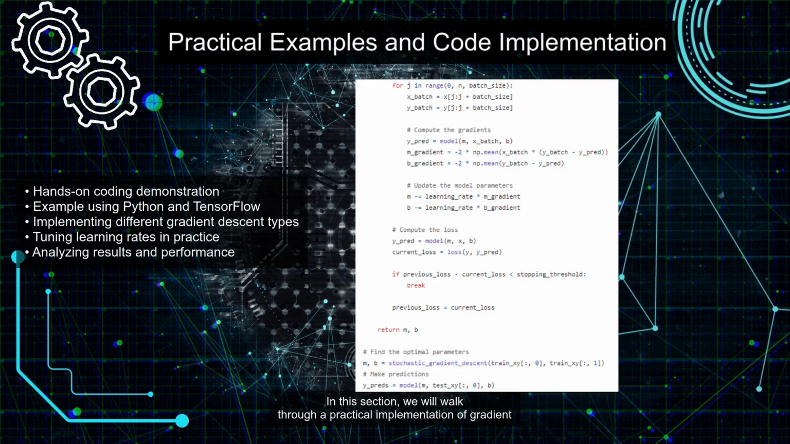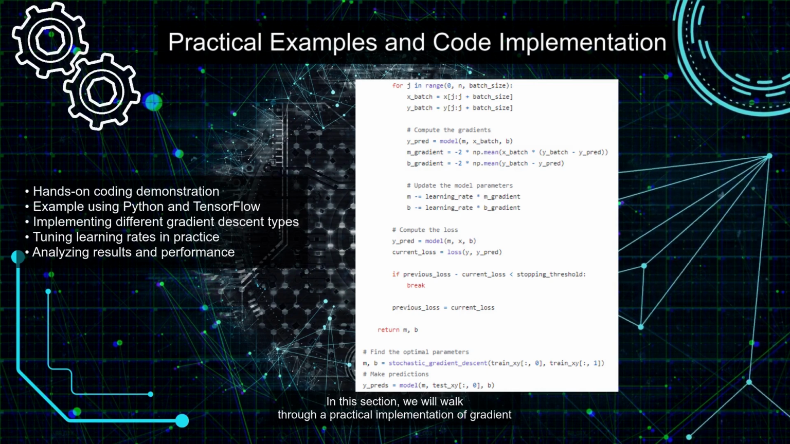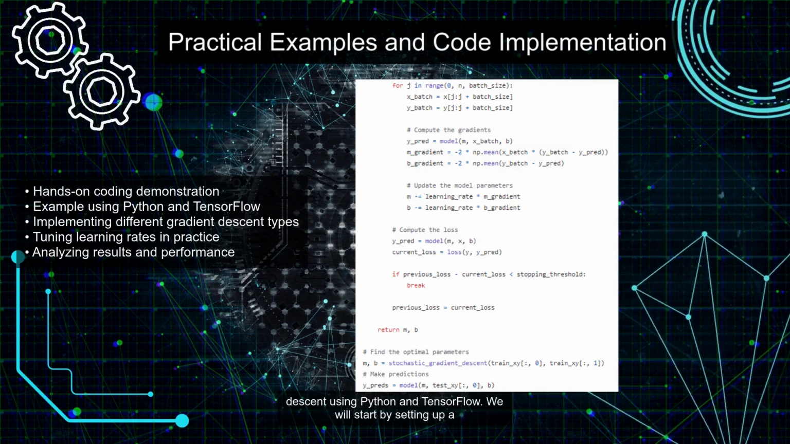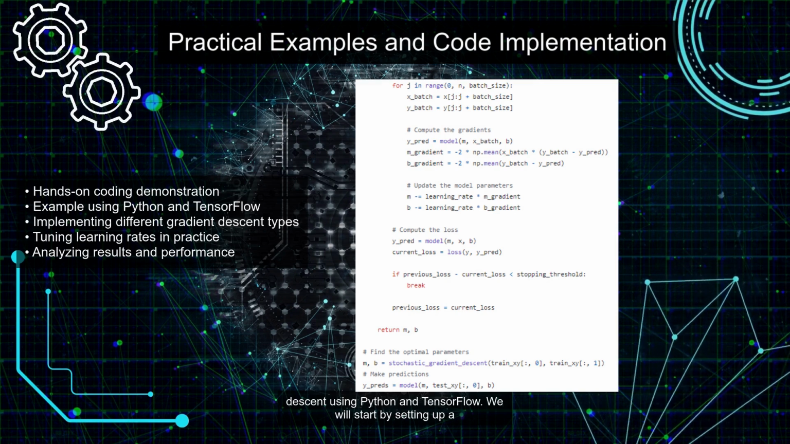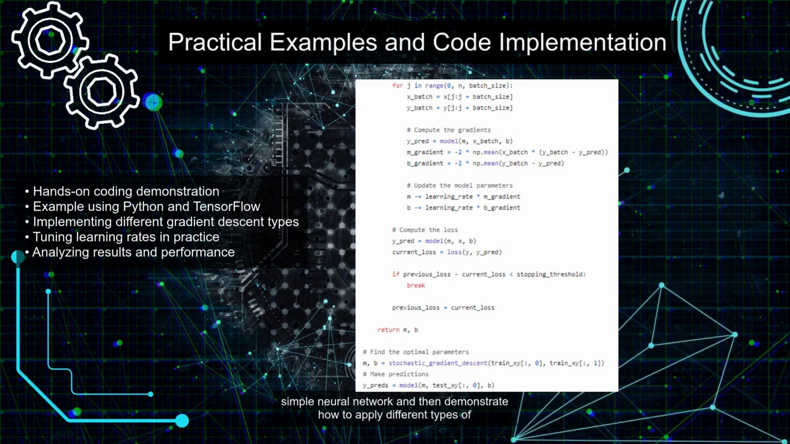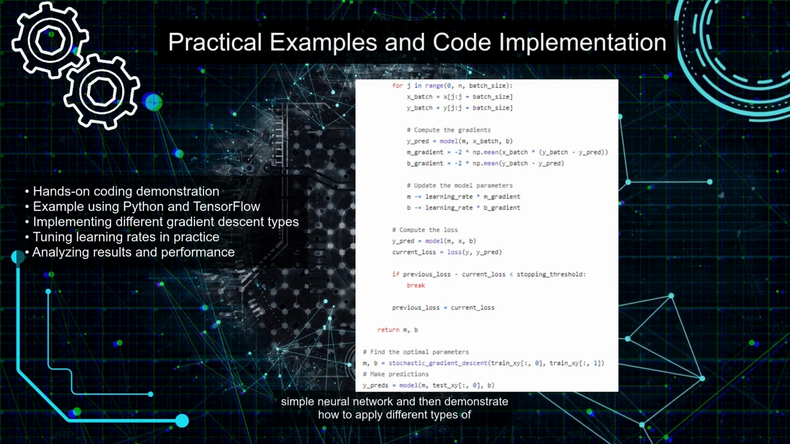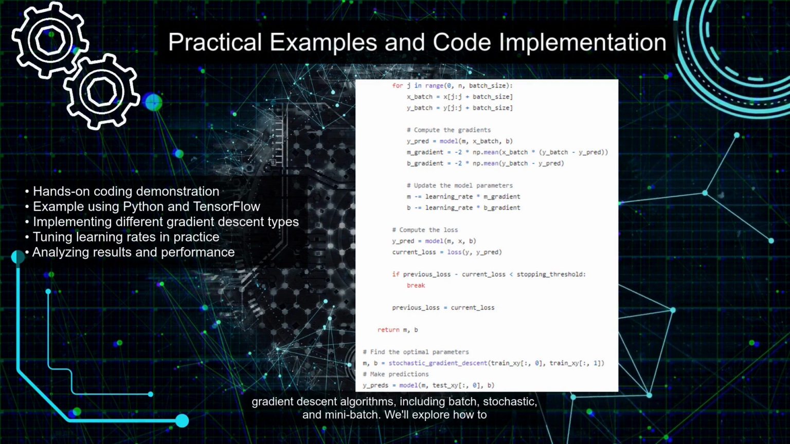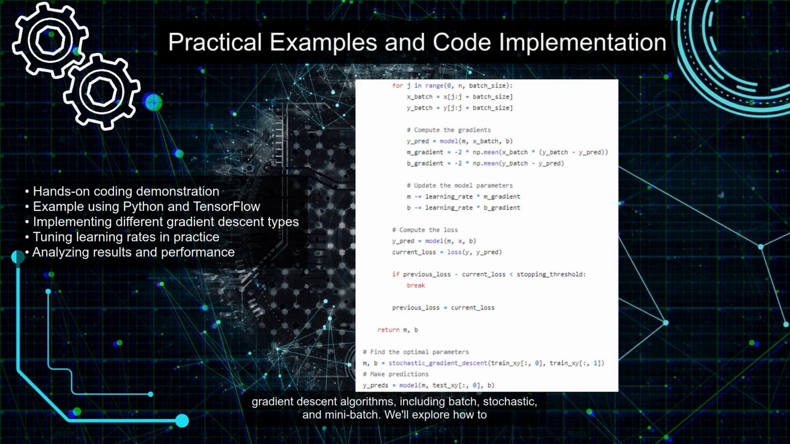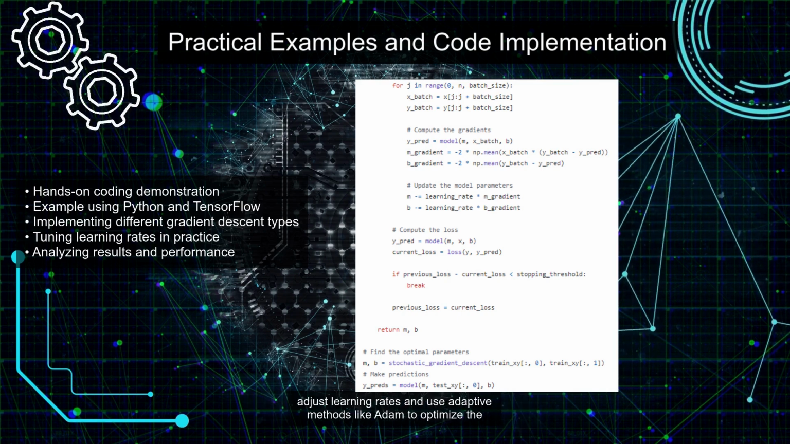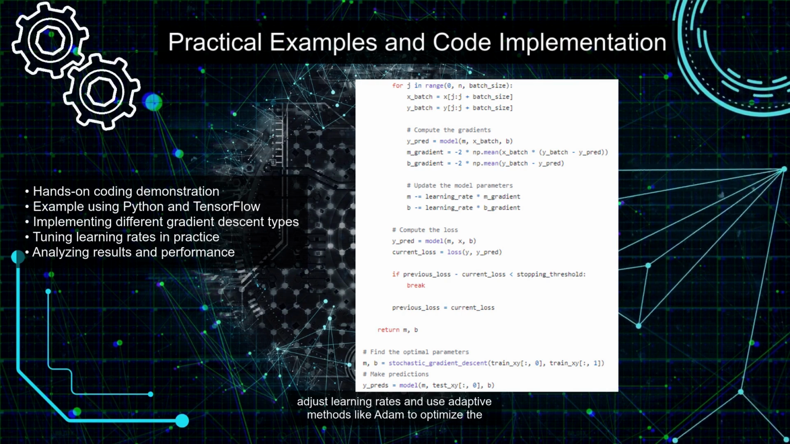In this section, we will walk through a practical implementation of gradient descent using Python and TensorFlow. We will start by setting up a simple neural network and then demonstrate how to apply different types of gradient descent algorithms, including batch, stochastic, and mini-batch. We'll explore how to adjust learning rates and use adaptive methods like Adam to optimize the model's performance.